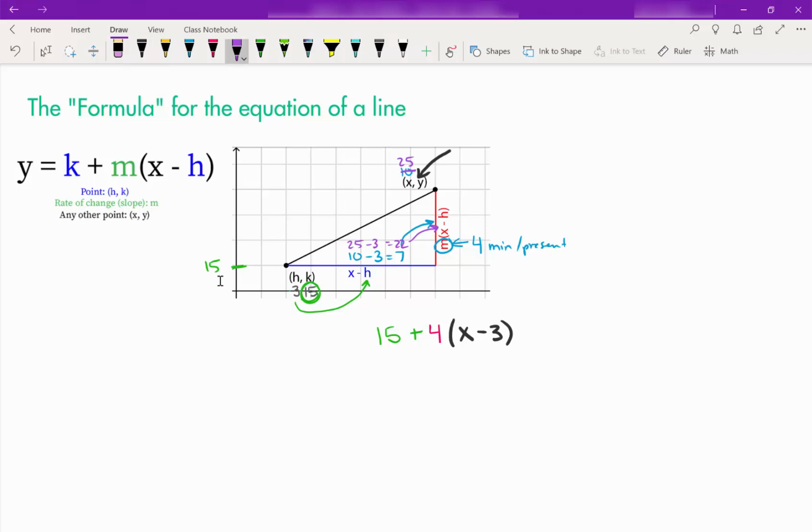So that was the value of h, the first point, and this was the value of k. And this right here, the 4, is the rate of change, that's m. And then x and that y basically just represent the coordinates of some point up here called xy. This is the equation for a line if I know a point on the line, for example, 3, 15. So the point would be called h and k, and the rate of change is m. So I know the point and I know the slope or the rate of change. I can then get the equation for a line.